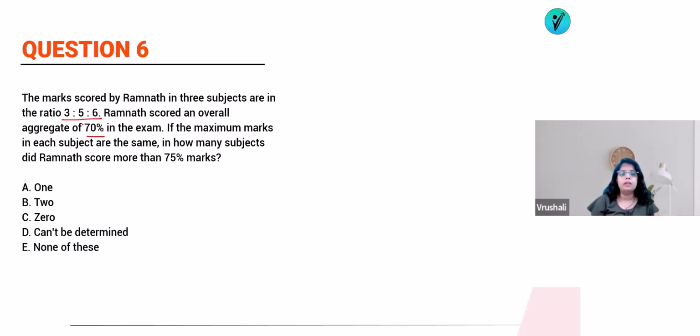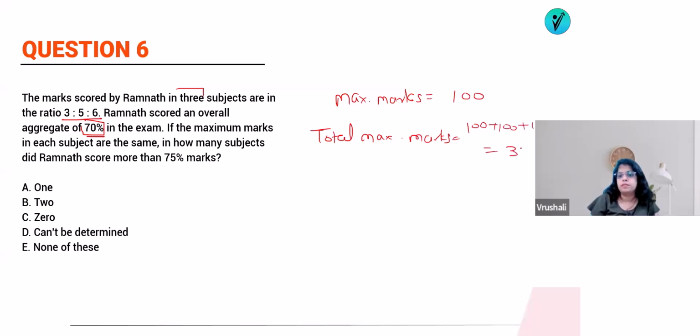So, as we know, as you can see, the overall score is 70%. And suppose the maximum marks are 100. So what will be the total maximum marks? Maximum marks of each subject is 100. So total, as we know that there are 3 subjects, the total marks will be 100 plus 100 plus 100, that means 300. And as they are saying, his overall score is 70%. So what will be his score? His score will be equal to the overall score.